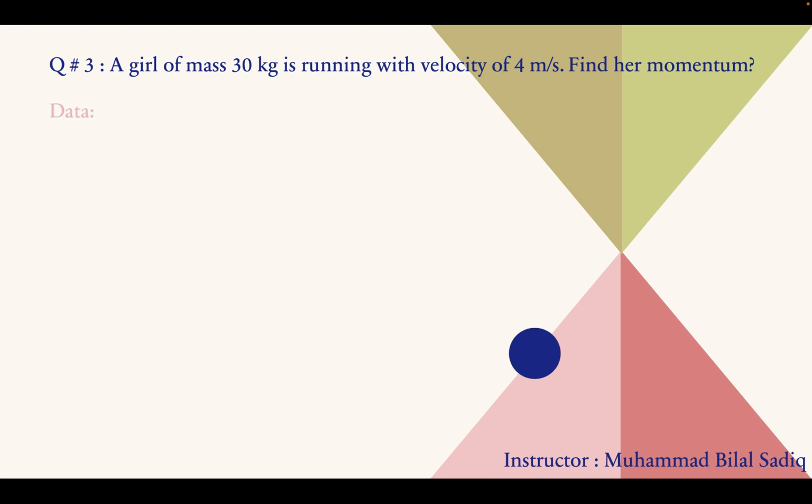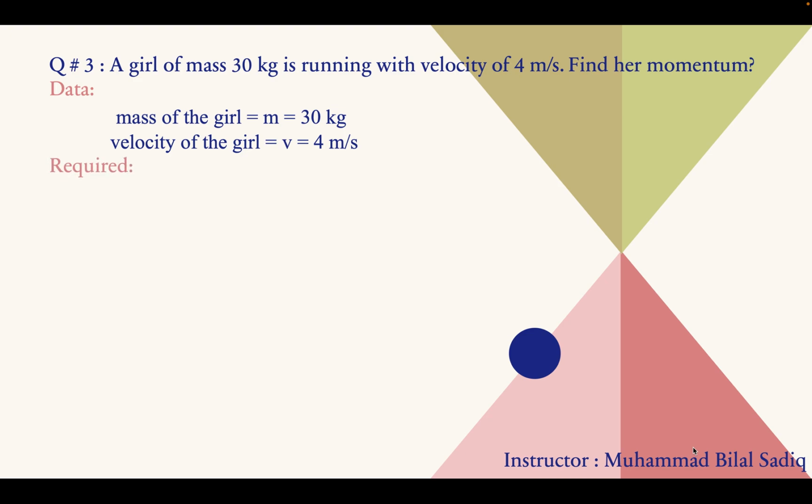So in the data section we have the mass of the girl that is represented by small m, and its value is 30 kg. Next is the velocity of the girl, which is represented here with the small v, and it is equal to 4 meter per second. We are only taking the magnitude of velocity here. So next is what is required of you. You need to calculate the momentum that is represented by capital P.